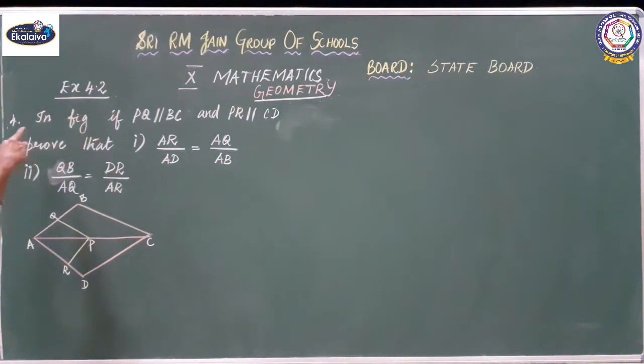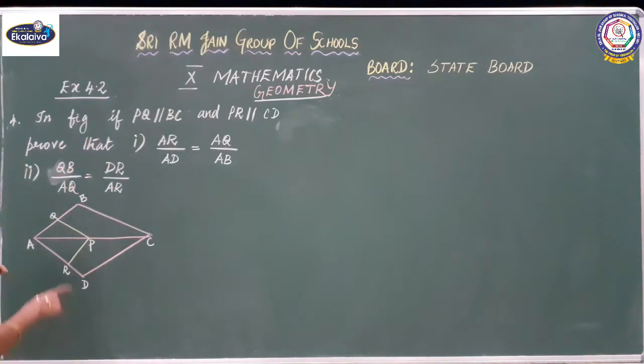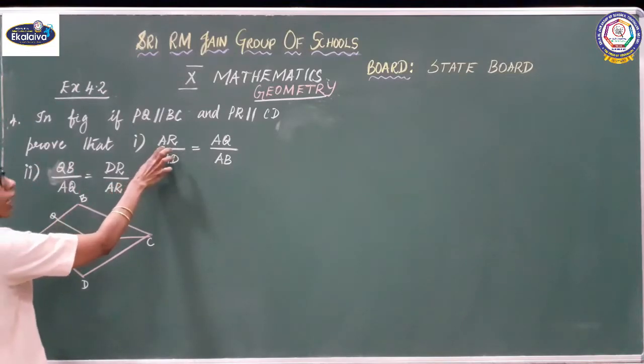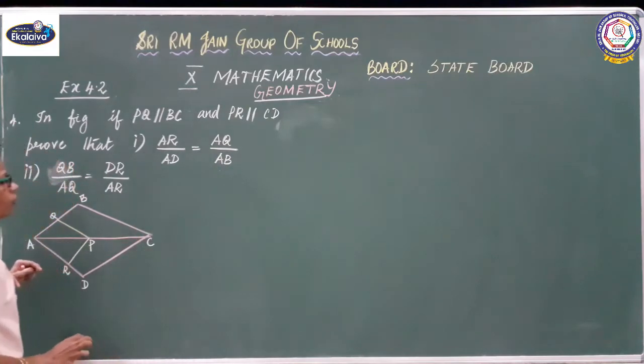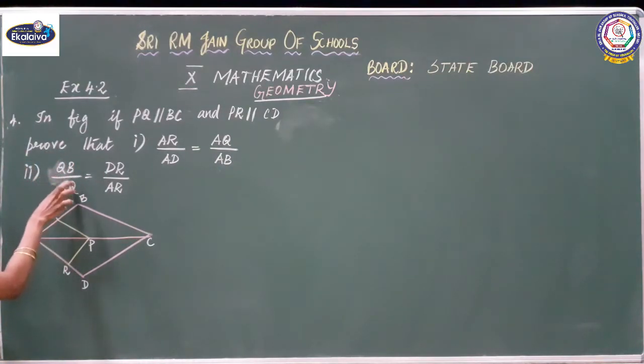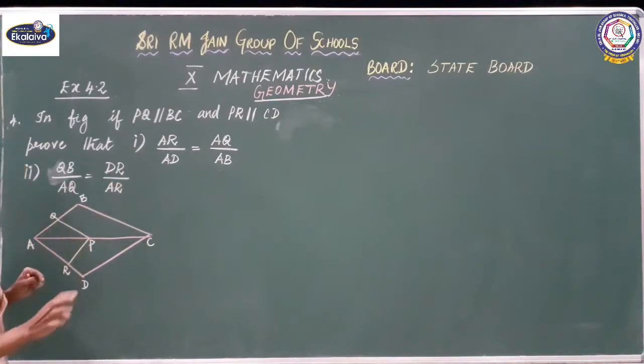Exercise 4.2, question number 4. In the figure, if PQ is parallel to BC and PR is parallel to CD, prove that AR by AD equals AQ by AB. The second one, QB divided by AQ equals DR divided by AR.